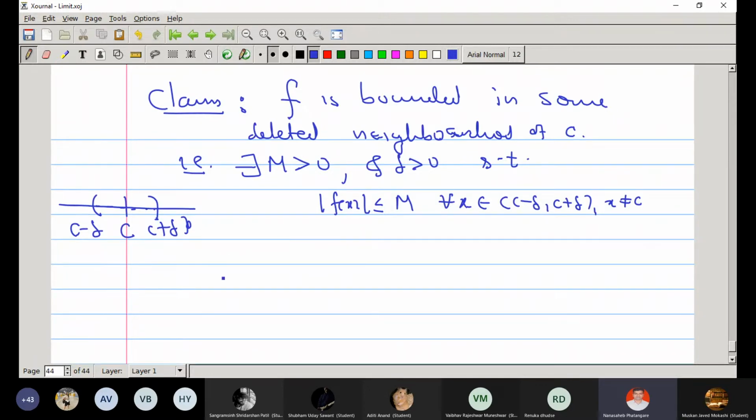Anyway, this is our aim. Once our aim is clear, how to start the process? Now what is our aim? What we want to produce? What is our aim? What we want to produce?